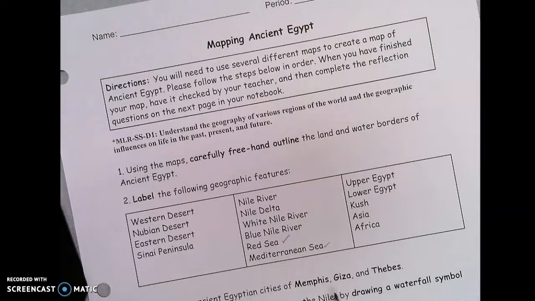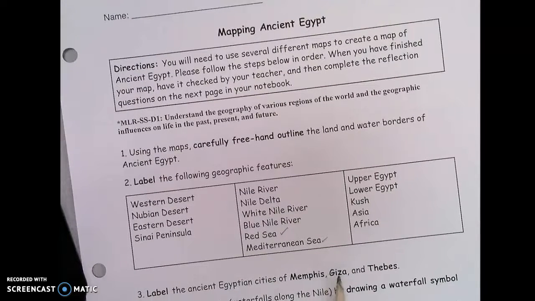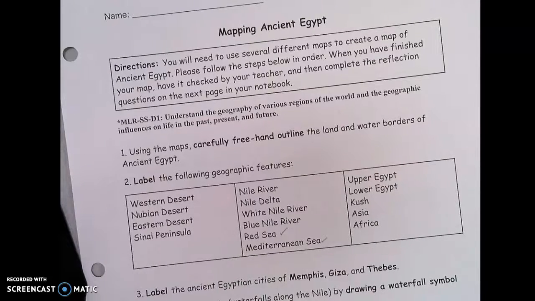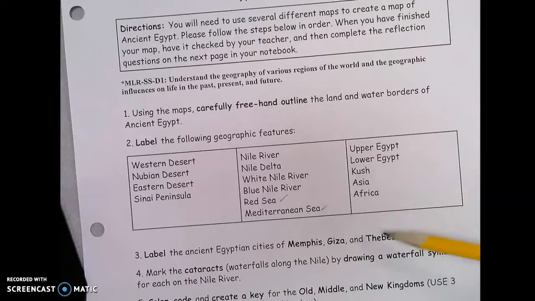Anything that you don't find in a book source, you can use other resources. Maybe you find other maps online to help you find a few of these other locations to label, including number 3, label the ancient cities Memphis, Giza, and Thebes. So far in the books that I've used, those cities were not labeled. So I might need to find a third and even a fourth source to make sure I have all of the labels in step 2 and in step 3.